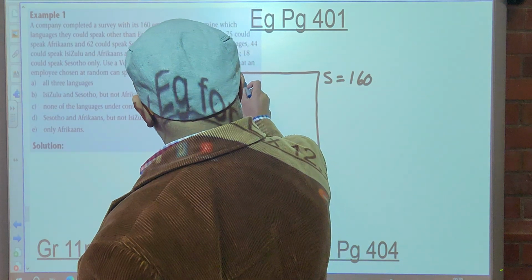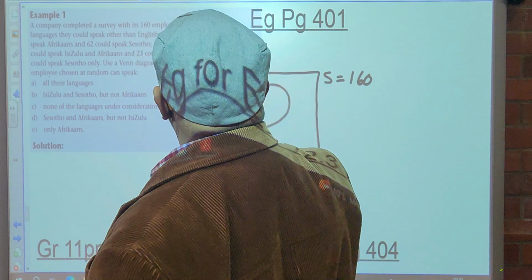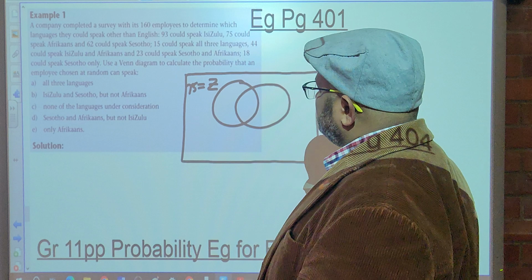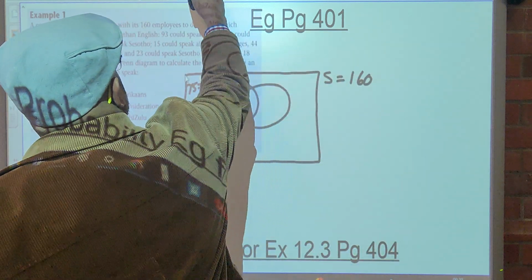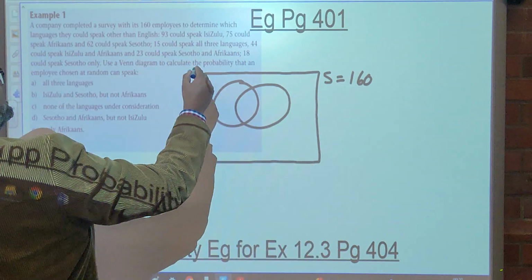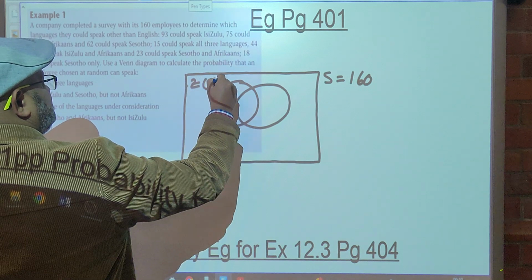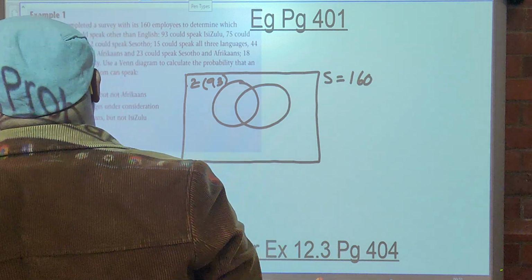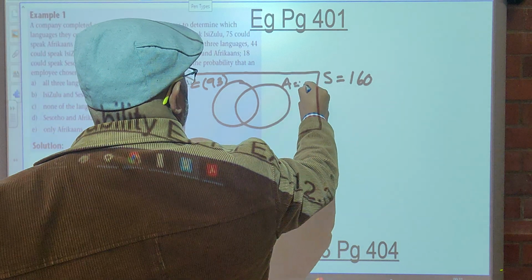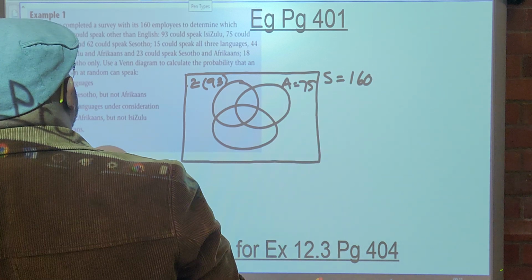"93 could speak isiZulu." So I'm going to put Z for Zulu. Sorry, I'm messing up here, let's take that out. Alright, so 93 could speak Zulu. So Z is 93. I'm going to put 93 here. Then 75 could speak Afrikaans, A for Afrikaans. And then we have another language. 62 could speak Sesotho.